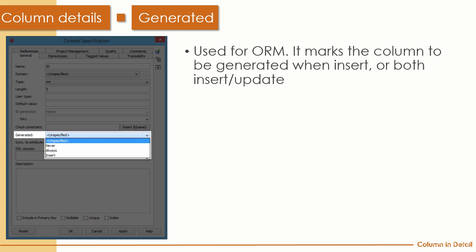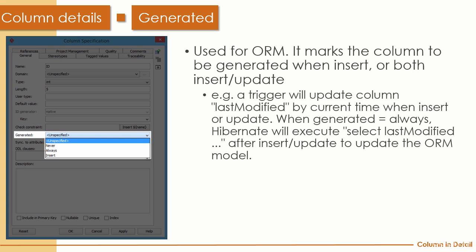The generated property. The generated property is only used for the ORM, more specifically Hibernate. When you generate with Hibernate, you can instruct Hibernate that if you set it to always, then no matter whether you update the row or insert the row, this column will be set as last modified. So it's used when you use Hibernate. We will cover Hibernate later on in this training.